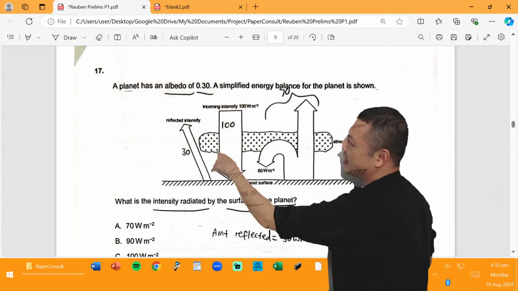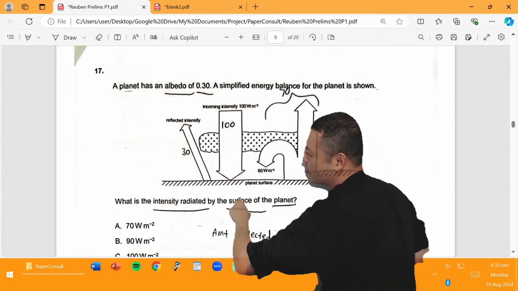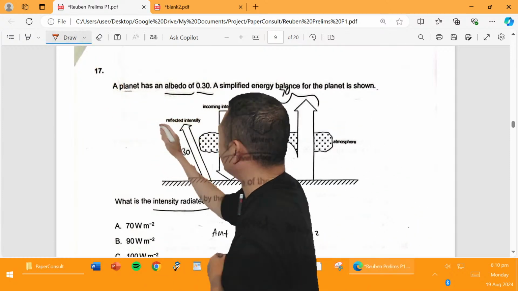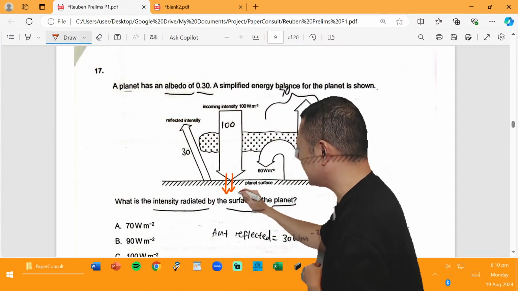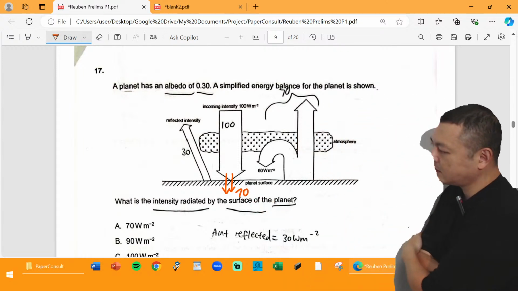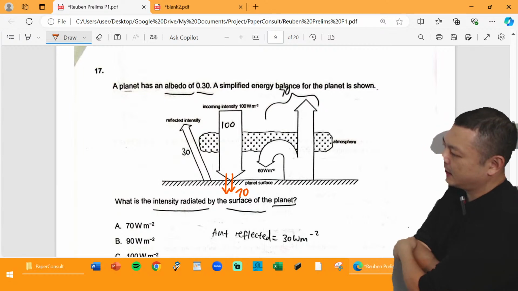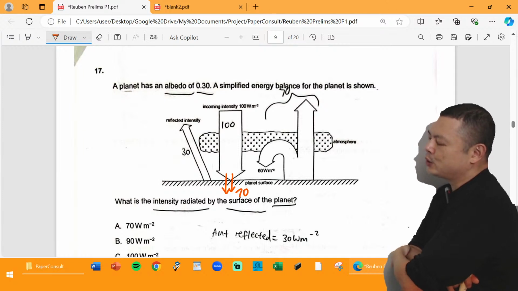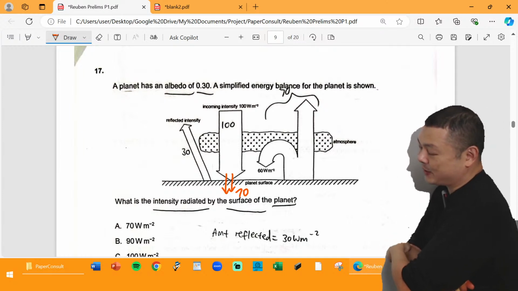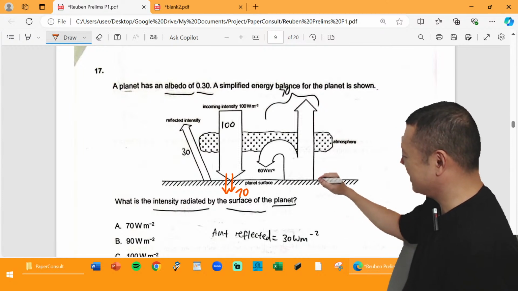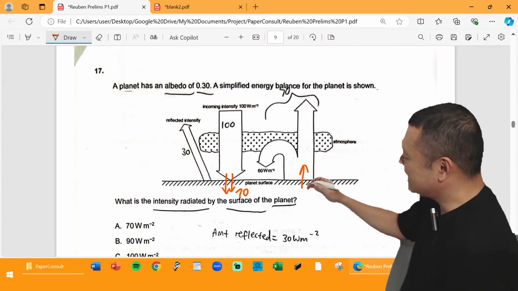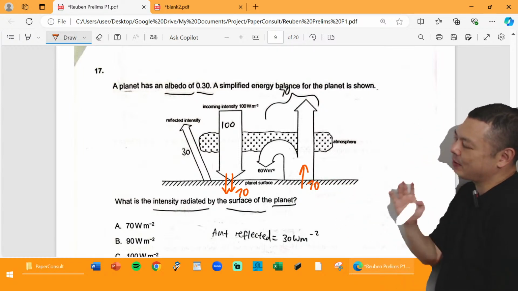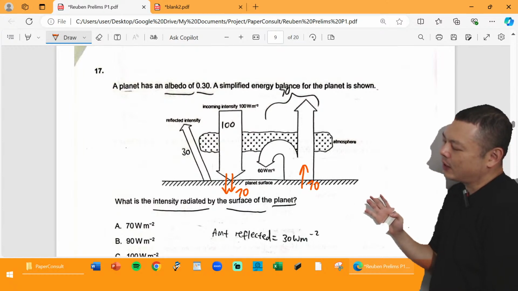So of this 100, albedo is 0.3, right? So 0.3 is reflected. So how much does it absorb? The amount absorbed is 70, right? Okay, the amount absorbed is 70. So there is one problem with this picture, and the idea here is that the amount being radiated from the surface is 70, right? From 70.